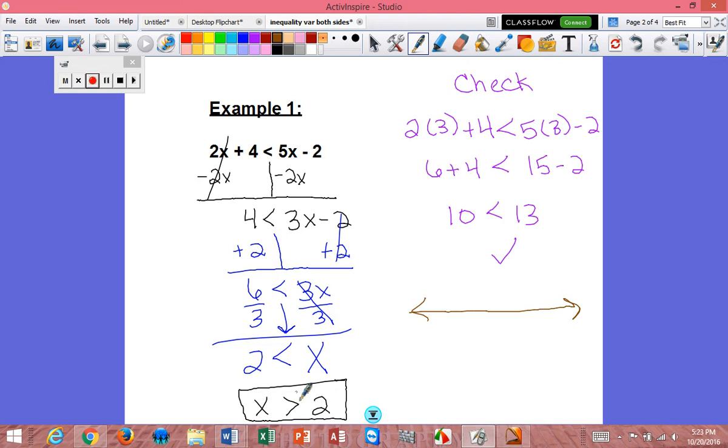So my solution, x is greater than 2. I want to put 2 on a number line, fill in some numbers around it. I'm going to have an open circle, and it's going to be shaded to the right because our solution set is greater than 2.